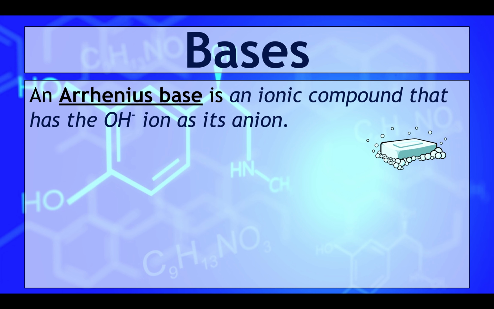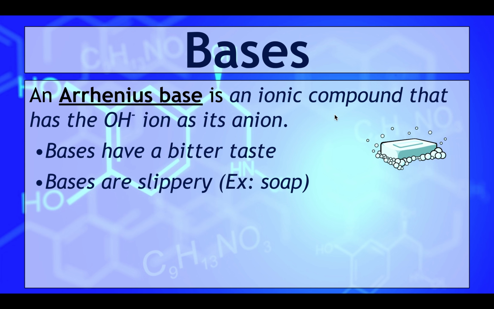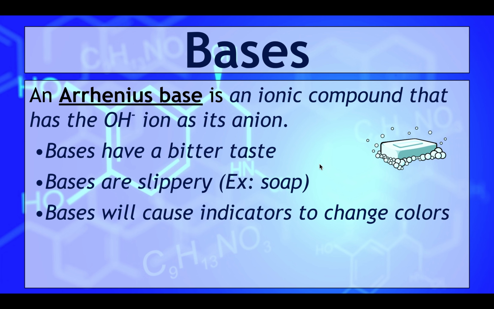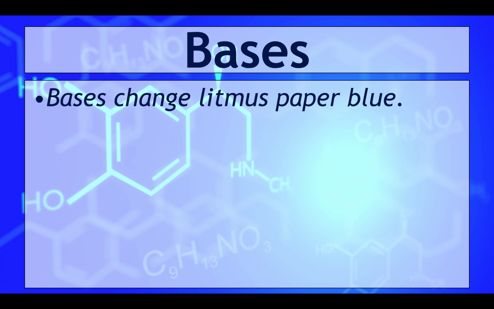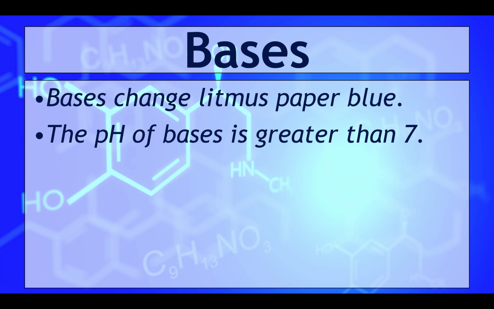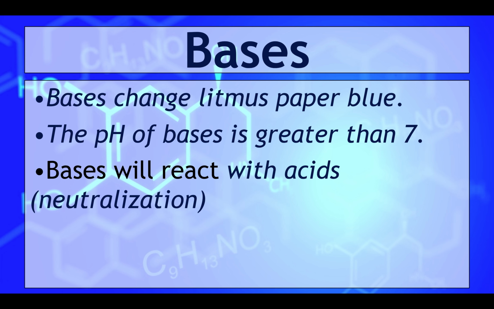Bases. An Arrhenius base is an ionic compound that has an OH or a hydroxide ion as its anion. Remember, this is called a hydroxide ion. Bases will have a bitter taste. Bases are usually slippery, and soaps are usually made with basic compounds, and that gives them the slippery feel. Bases will also be called indicators to change color. A base will change the litmus paper to blue. The pH of a base will be greater than 7. Bases will react with acids in a neutralization reaction.